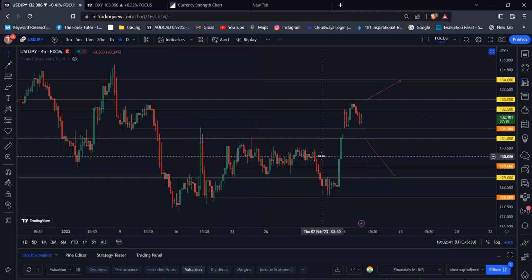As we discussed in our previous video, the USD yen broke the 131.500 crucial region and also broke the 132.500 psychological number and retested the 133.00 psychological number, but it did not break this level.